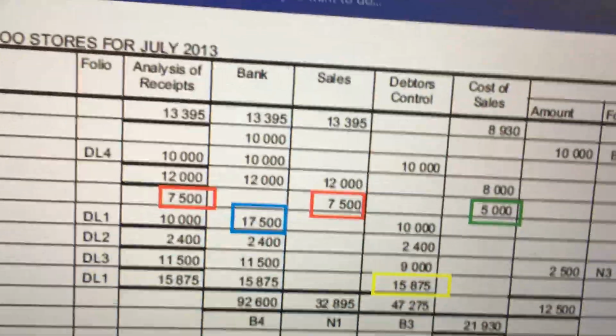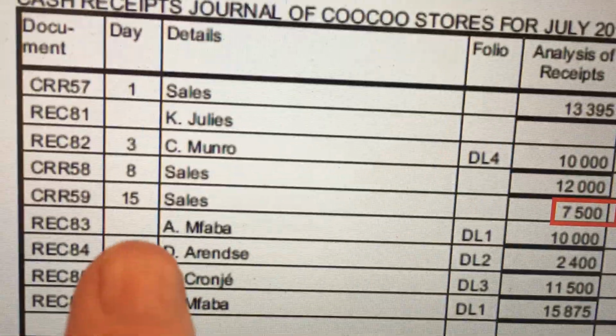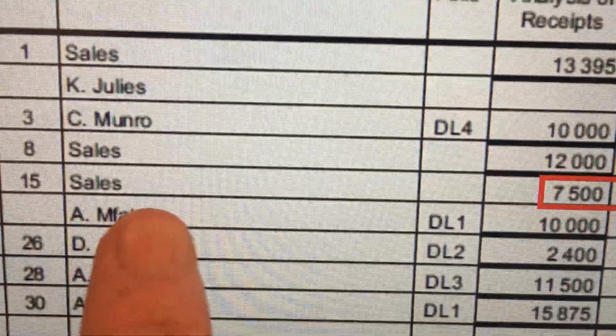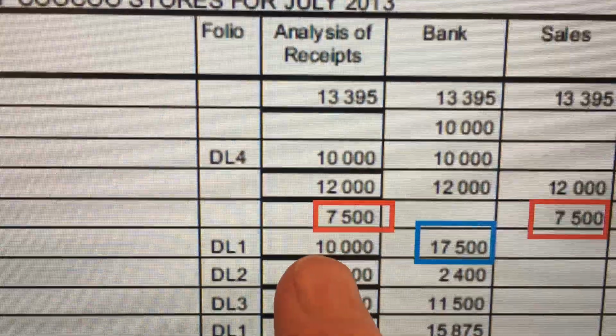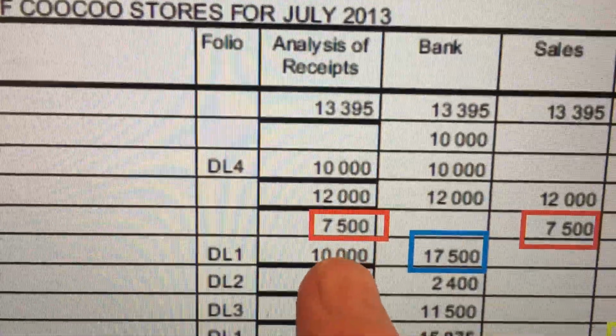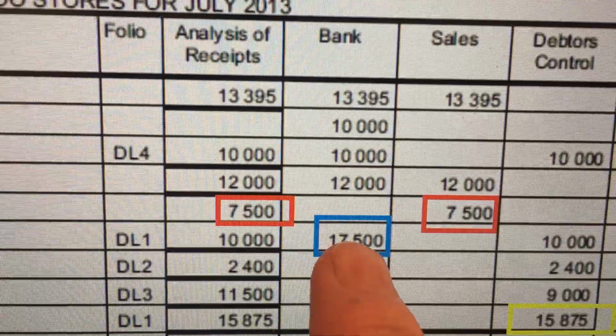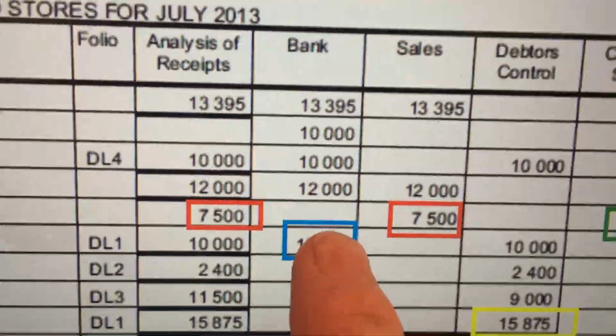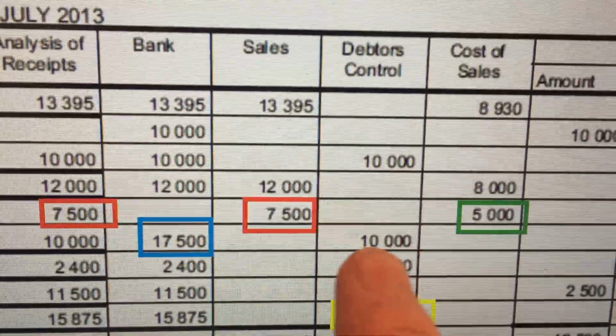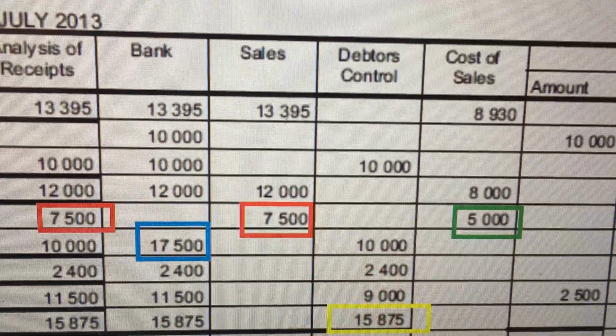There's a second transaction here. A debtor paid us back. So you're going to write the debtor's name. He paid us 10,000, so it's 10,000 into analysis of receipts. Remember, that should be 750. So here you should have 10,750. And then it's 10,000 in debtors control.